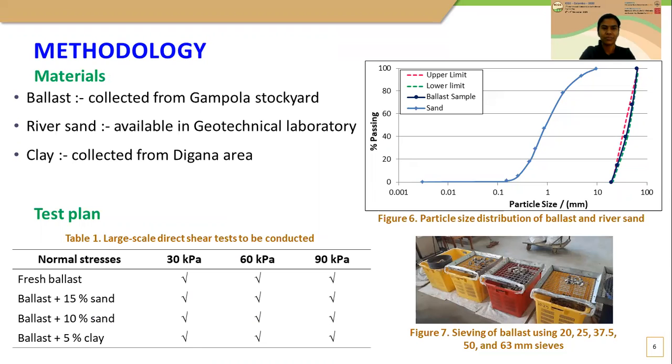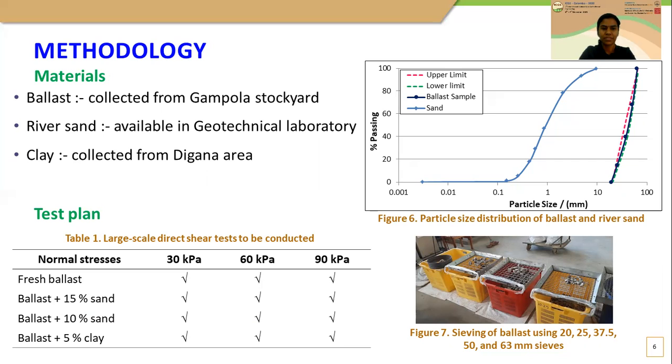Let's look at the methodology of this research. Materials such as ballast, river sand, and clay were collected from Gampola Stockyard and Digane area respectively. Figure 6 shows the particle size distribution of ballast and river sand used in this study. Ballast sizes were obtained using the upper and lower limits adopted in Indian Railways. Figure 7 shows a photograph taken during the sieving of ballast. The table shows the test plan.